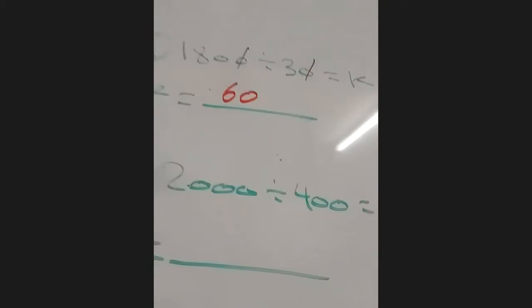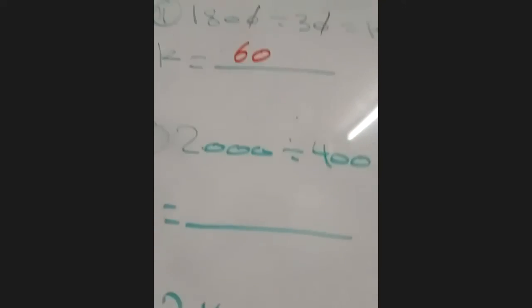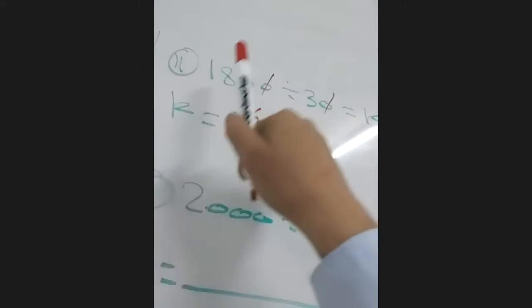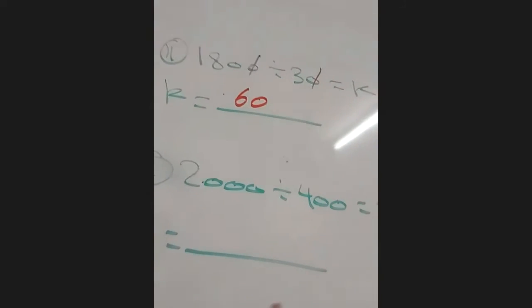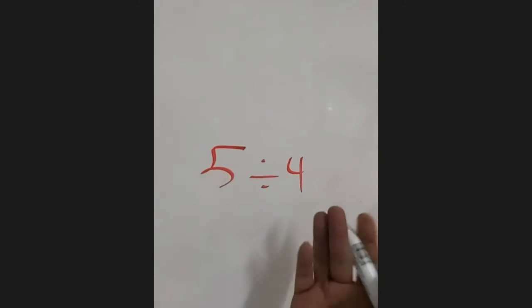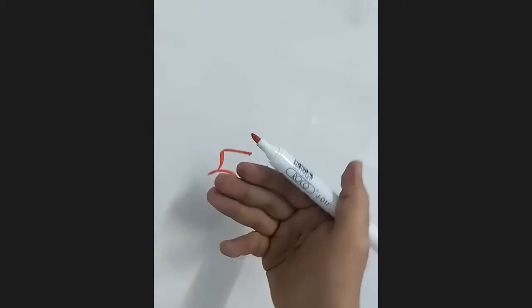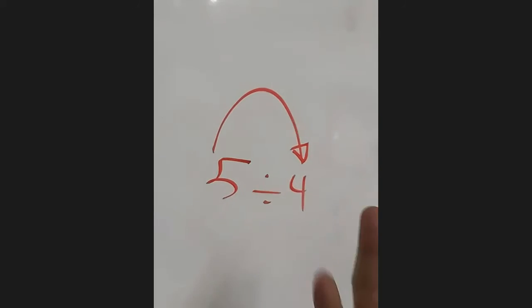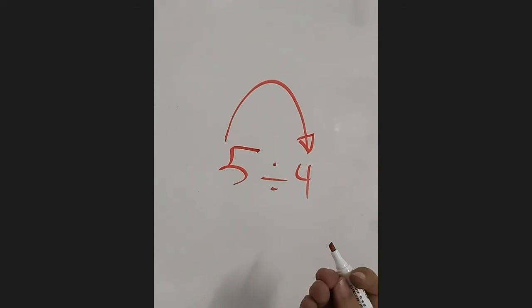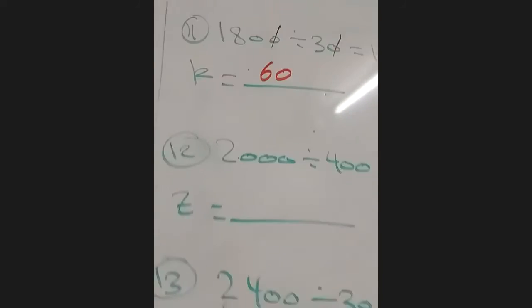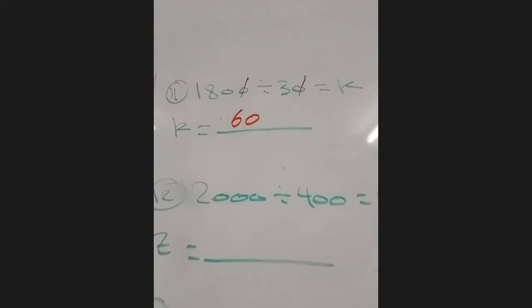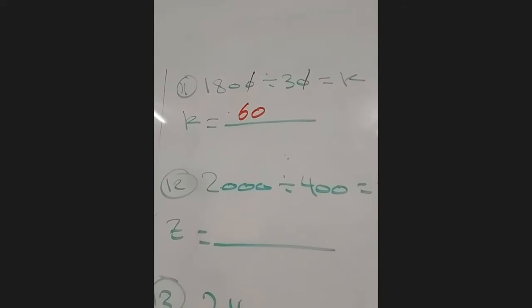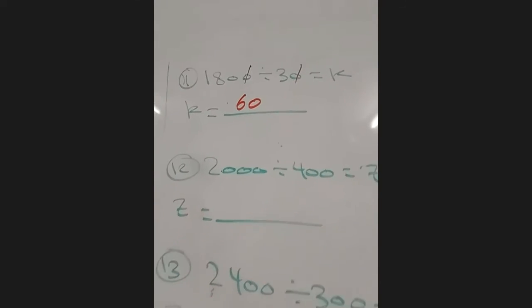18 divided by 3 is 6, and it's not 3 divided by 18, guys. It's 18 divided by 3. Look, guys, when I write 5 divided by 4, we don't say 4 divided by 5. It is 5 divided by 4, and they are different, okay? Okay. Yalla, Omar. 18 divided by 3 is 6, and you put the 0. Thank you.